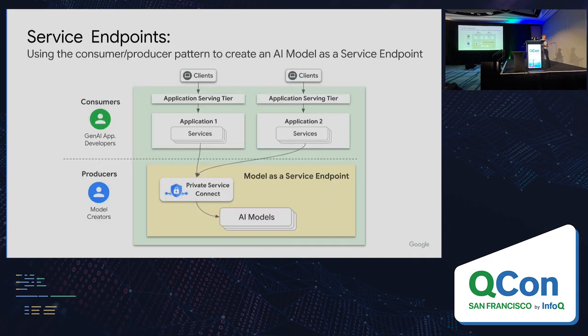Now, an example of this is AI, obviously. So we're looking at a model as a service endpoint. Over here, the producers are model creators, right? And the consumers are Gen AI application developers. And so you can see how everything the producer has, for example the inference stack, is hidden behind a private service connect, so nobody even knows what they are doing there. And then different applications connect to this particular service endpoint.